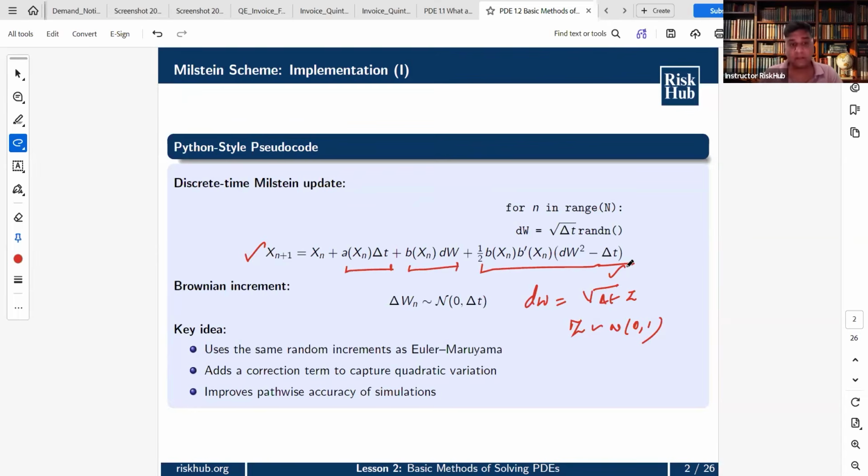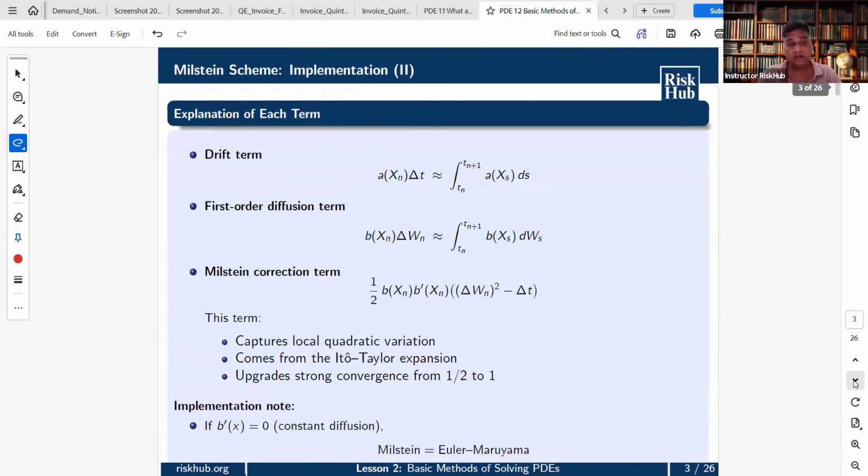So please remember the key idea: it uses the same random increments as Euler-Maruyama, and adds a correction term to capture quadratic variation, which improves the path accuracy of simulations, right? Then we get into the next topic.